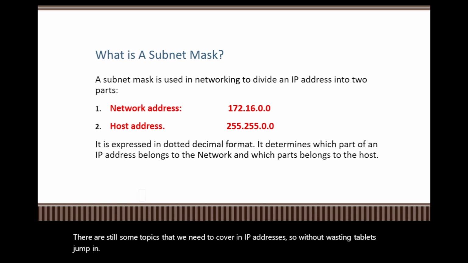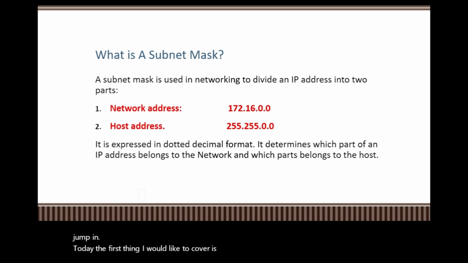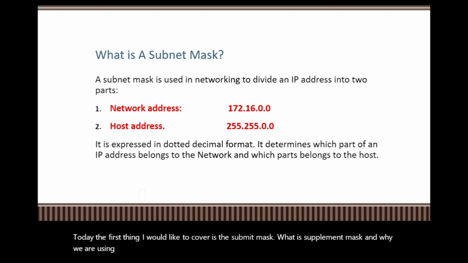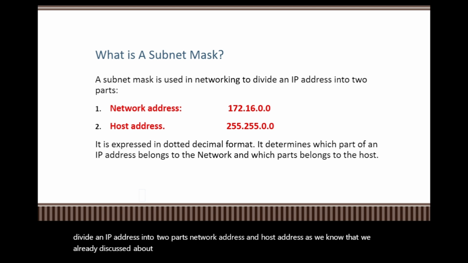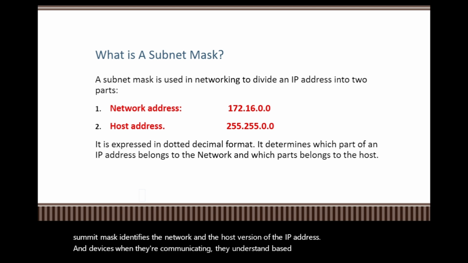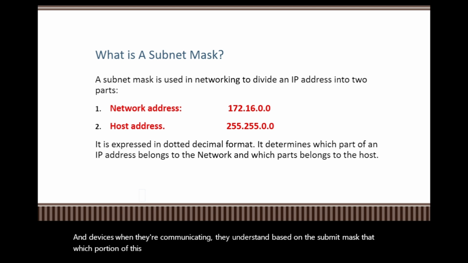Today, the first thing I would like to cover is the subnet mask. What is a subnet mask and why are we using it with IP addresses and in networking? A subnet mask is used in networking to divide an IP address into two parts, network address and host address. As we already discussed the network portion and the host portion of IP addresses, in the same way, the subnet mask identifies the network and the host portion of the IP address. When devices are communicating, they understand based on the subnet mask which portion is the host address and which one is the network address.